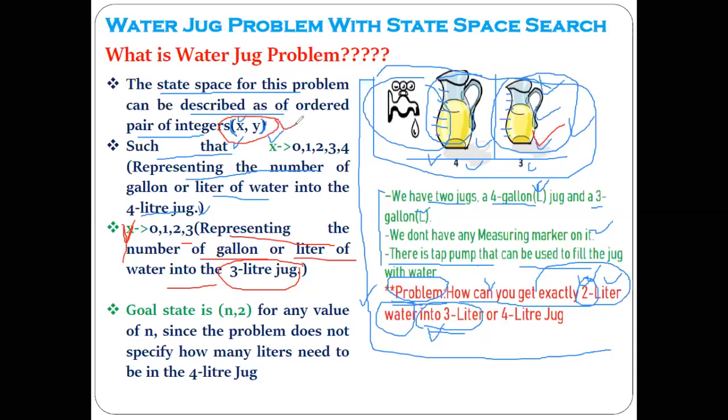Okay, understood the meaning of this ordered pair of integers? Yes, sir. Okay, X simply here means what? X represents the 4 liter jug water, Y represents the 3 liter jug water. And our goal state is like this. When you try to solve this problem and reach the goal or the solution, we should have the goal state like what? N comma 2. What does it mean? What is the meaning of this state?